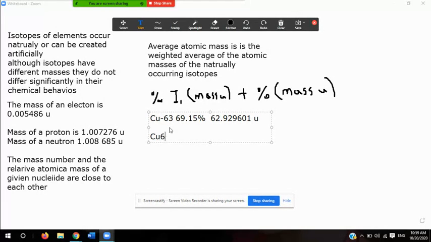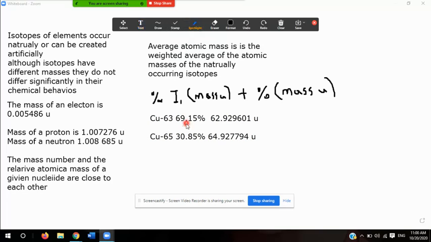And then we also have the copper 65 isotope, and it's present in 30.85%, and has an atomic mass or unified atomic mass of 64.927794 units of atomic mass.